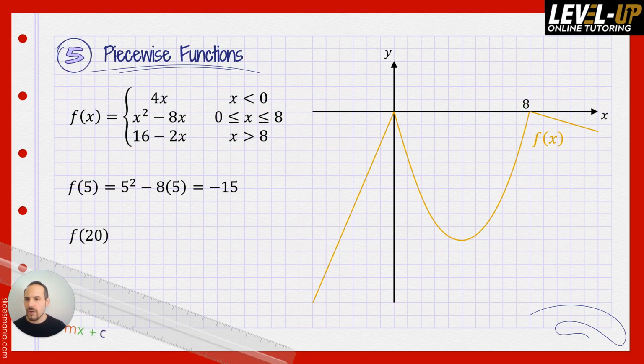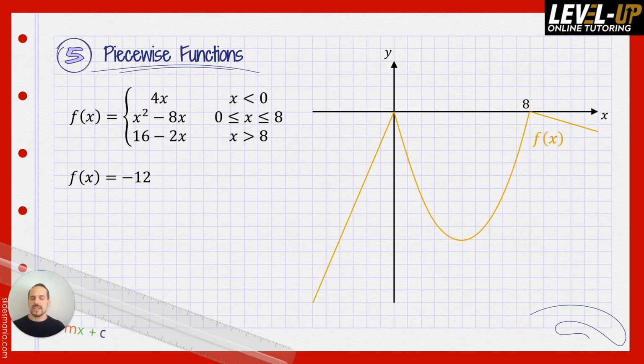Similarly, we say f of 20. So x equals 20 now. What piece would we have to apply here? Well, it's going to be the third piece because it's greater than 8. So we put 20 into 16 minus 2x, and you find you get minus 24. So that's relatively straightforward to begin with.